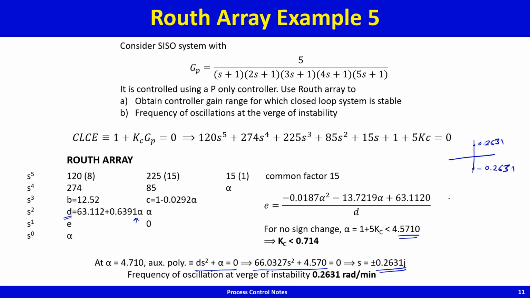So you will get a sine term or a cosine term which will have 0.2631 j t. So it will be a sine wave of frequency 0.2631, and by default I take the units for chemical systems in terms of minutes, electrical systems would be seconds. So 0.2631 radians per minute is the frequency of oscillation. So this completes the Routh array examples. Now let's continue.